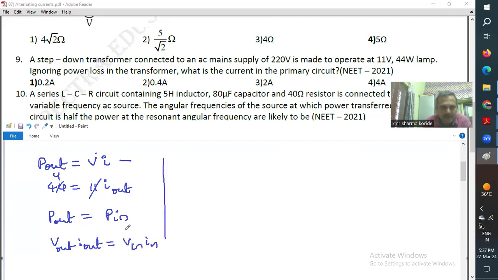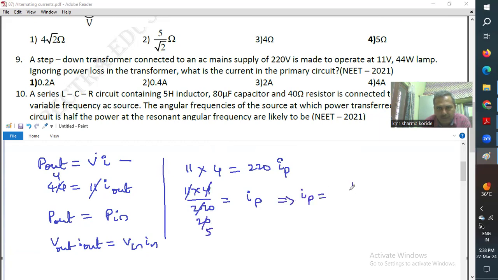Here in means the primary side. V out is 11, I out is 4, equal to V in, which is 220, times I primary. So 11 into 4 by 220 is equal to I primary. This is going to be 2 times, it will be 20, this is going to be 5. So the current in the primary circuit is 1 by 5, otherwise 0.2 amperes. So the first option is correct.